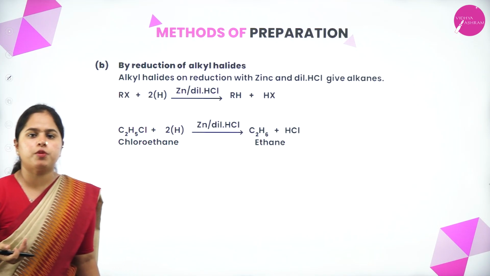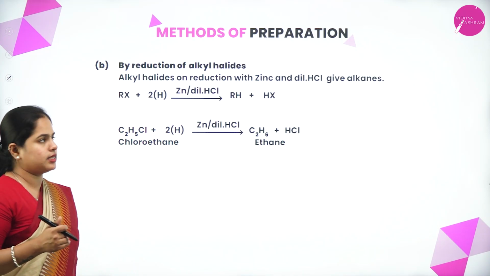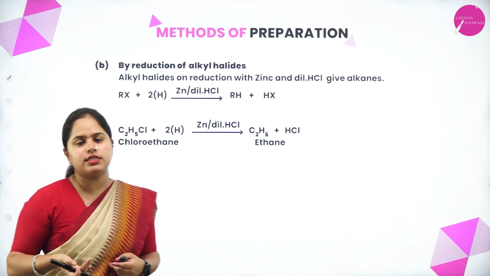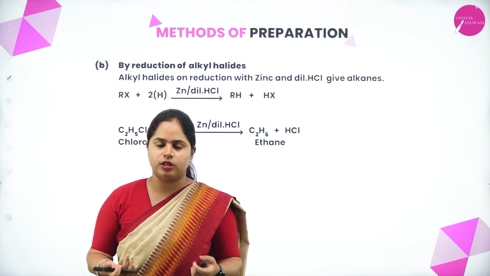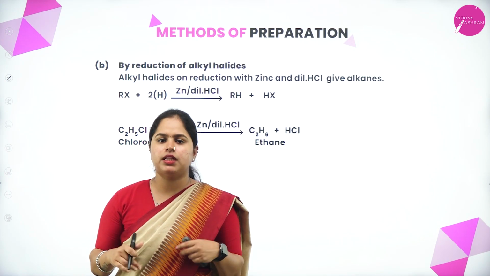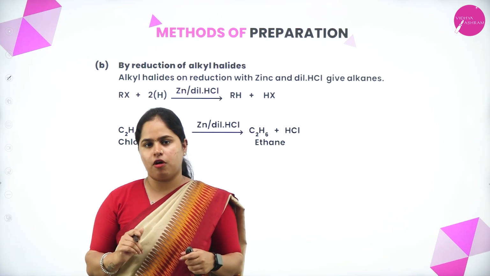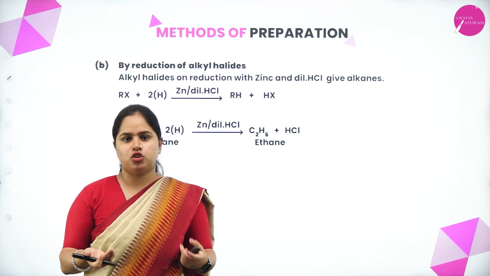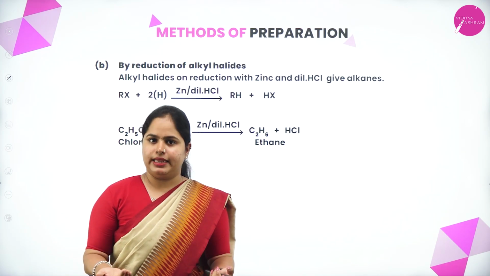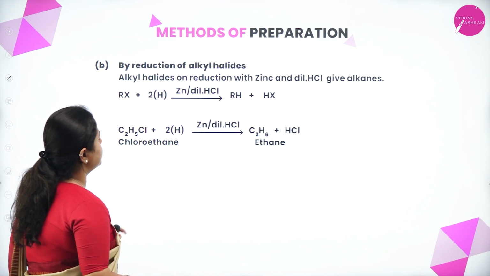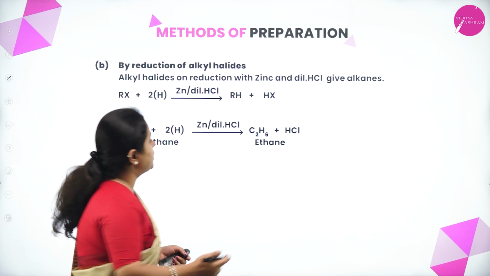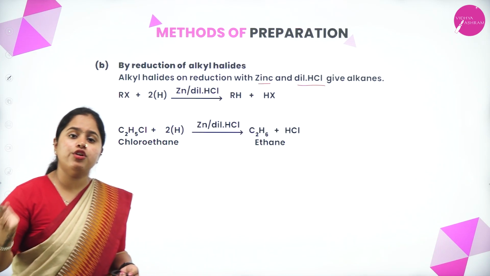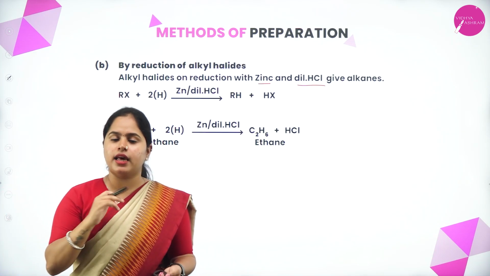Now another method of preparation from alkyl halides itself is by the reduction of alkyl halides. So what is reduction and oxidation? You already know this. Reduction means either the addition of hydrogen or the removal of oxygen. Here we are going to add hydrogen to an alkyl halide and obtain an alkane. Alkyl halides on reduction with zinc and dilute HCl give alkane. So you are going to add hydrogen in the presence of zinc and dilute HCl.